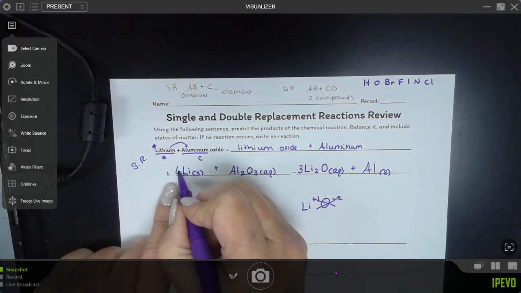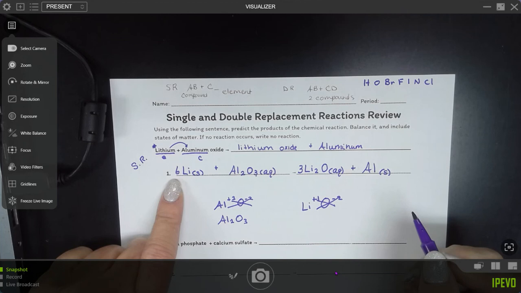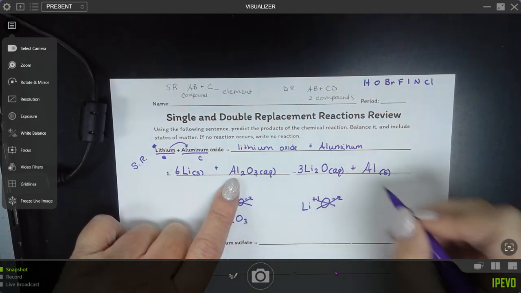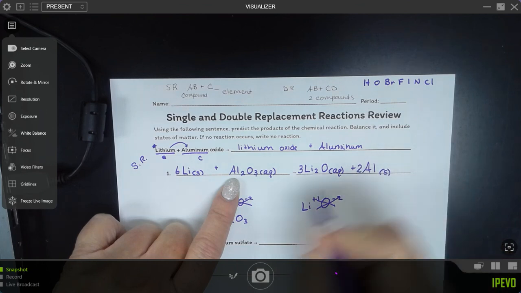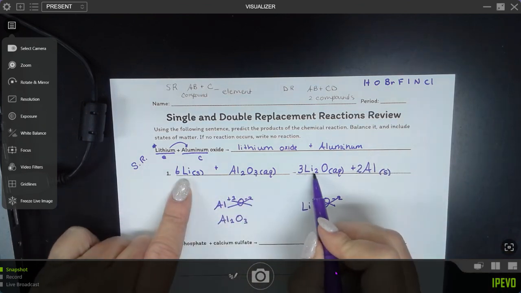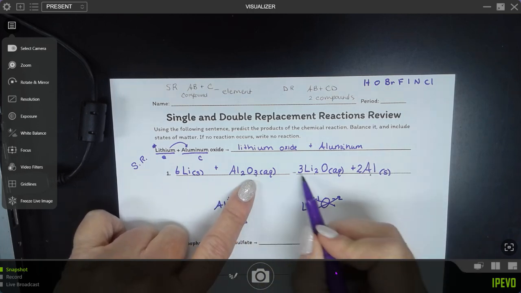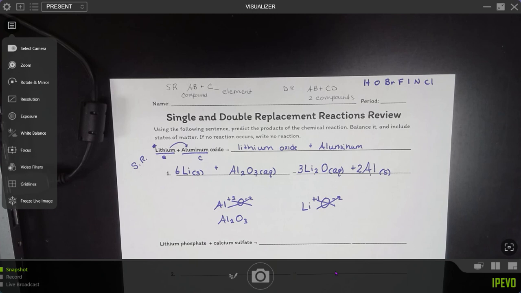So I'm going to put a 6 here. That's going to give me 6 lithium. And let's see, do I have everything else? Al2, so I need a 2 here. So I've got 6 lithium plus 6 lithium, 2 aluminum, and 3 oxygen. Okay, so my equation is balanced.